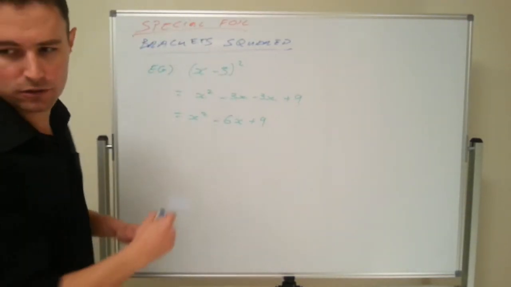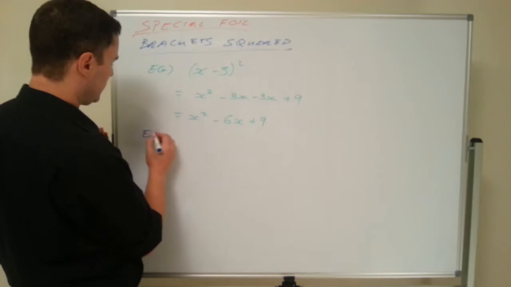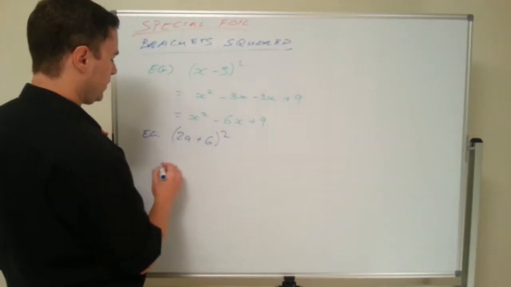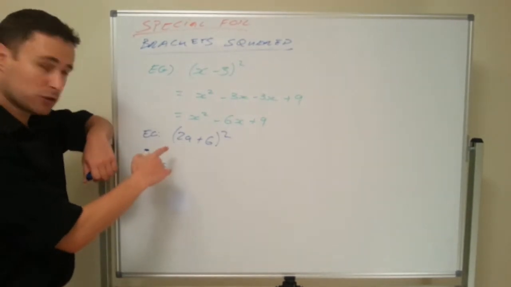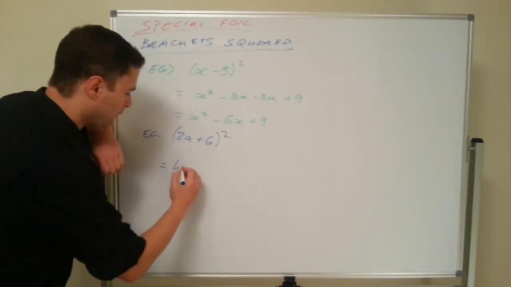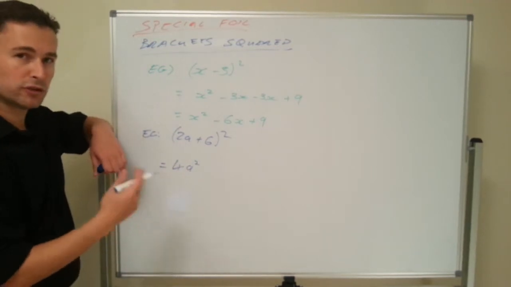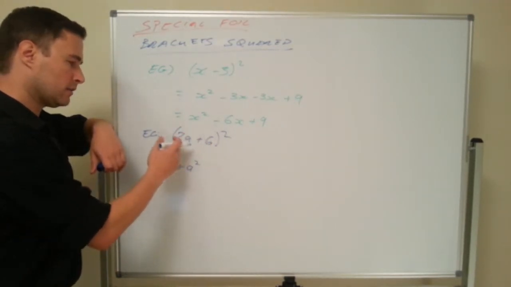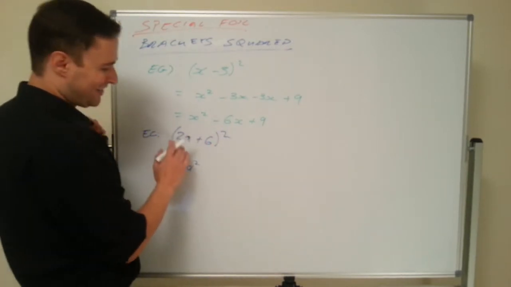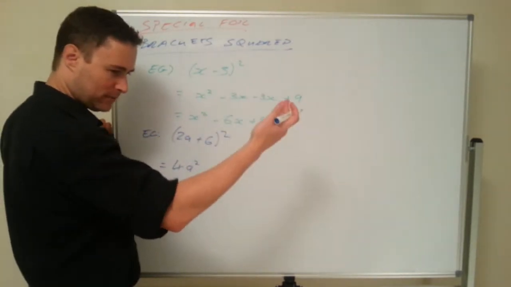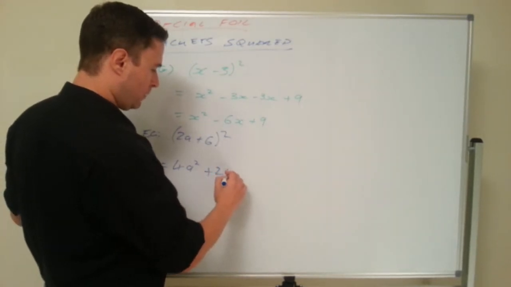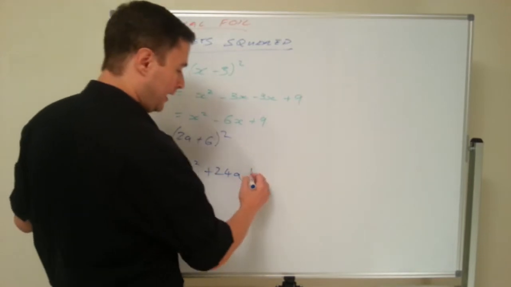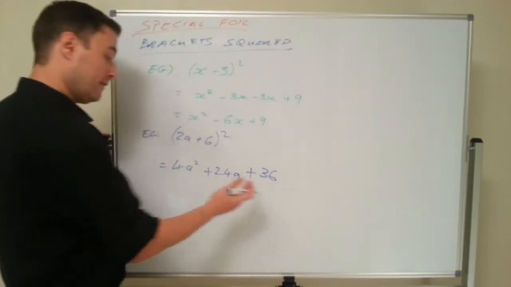Next one that I've got is 2a plus 6 all squared. So let's try this one. 2a plus 6 all squared. Alright, so first term squared. 2a squared is 4a squared. 2 times 2 is 4, a times a is a squared. First times last, 2 times 6 is 12, doubled is 24. Plus 24a, last squared, plus 36. Okay, there it is. Done.